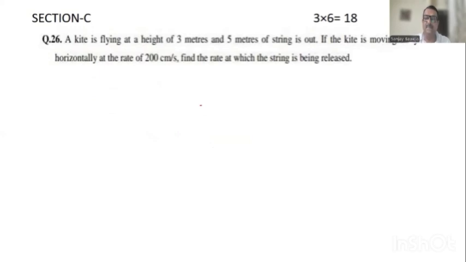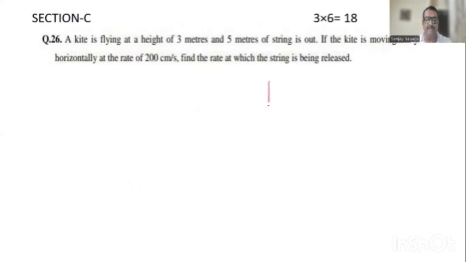Next question is question number 26. A kite is flying at a height of 3 meters and 5 meter of string is out. If the kite is moving away horizontally at the rate of 200 meter per second, find the rate at which the string is being released. Now, from this question, you have to find out the quantity which is constant. Here, what we can make out from the statement is that height of the kite is constant. It is at a 3 meter height only.